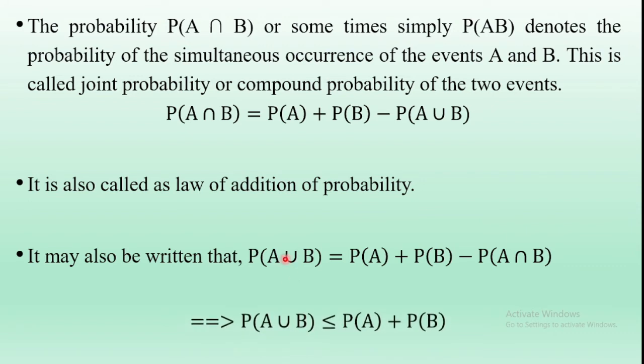Here, the two experiments A and B have some common elements. They are not mutually exclusive events. Therefore, probability of A union B is less than or equal to probability of A plus probability of B.